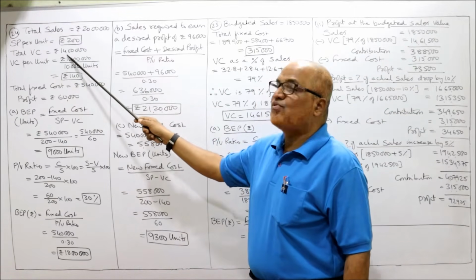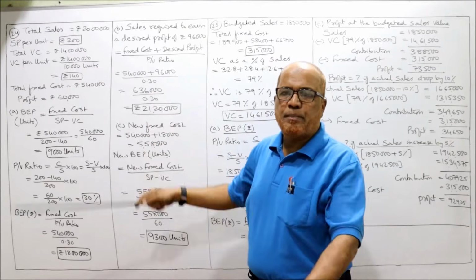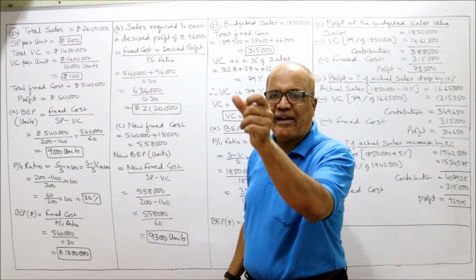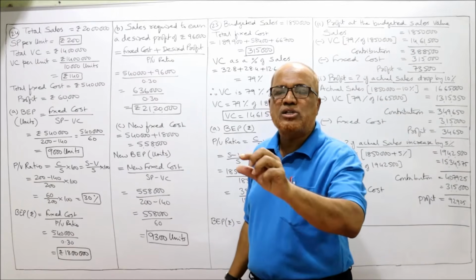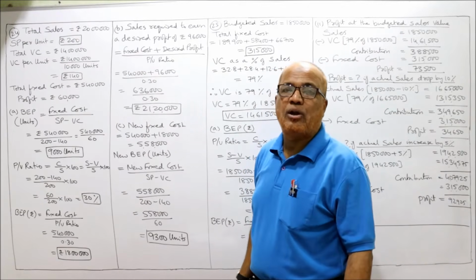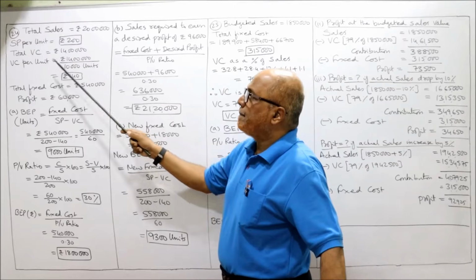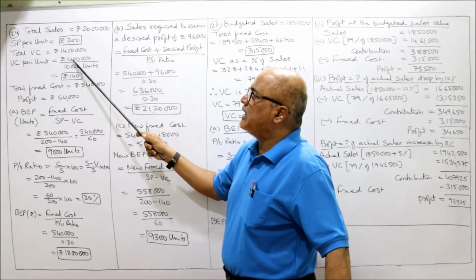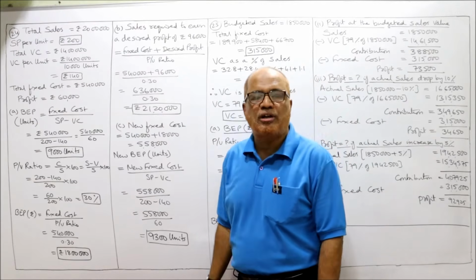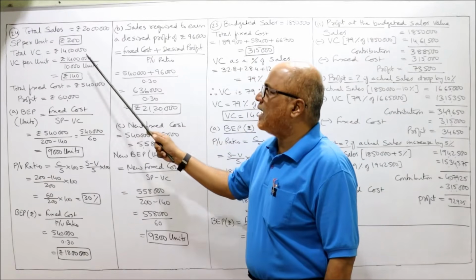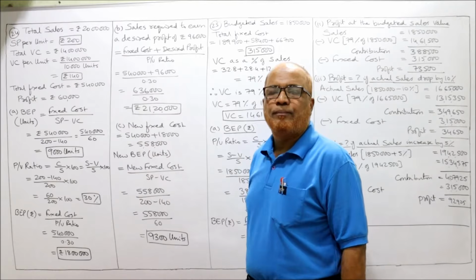Total variable cost is 14 lakh. There's a printing mistake in the problem. It is given 1,40,000. 10 was ignored, omitted by mistake. So it is 14 lakh total variable cost. So variable cost per unit is 14 lakh divided by 10,000, because how many units have we manufactured? 10,000. So 14 lakh divided by 10,000 is 140.